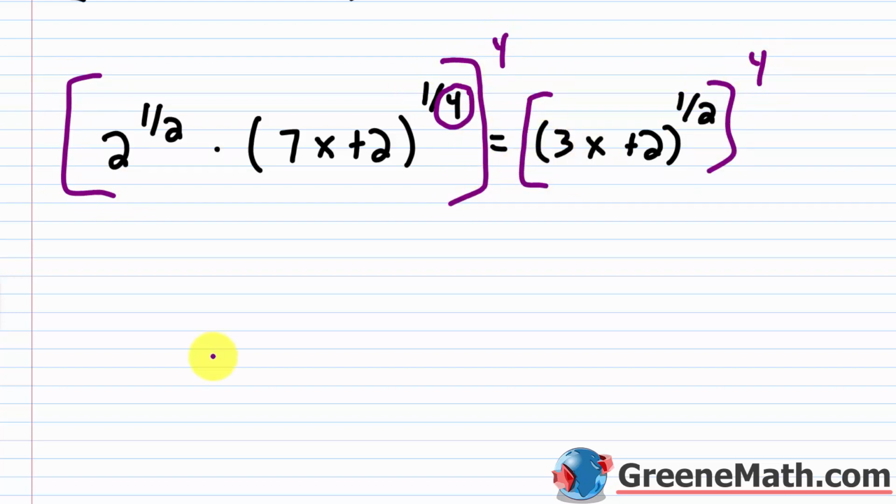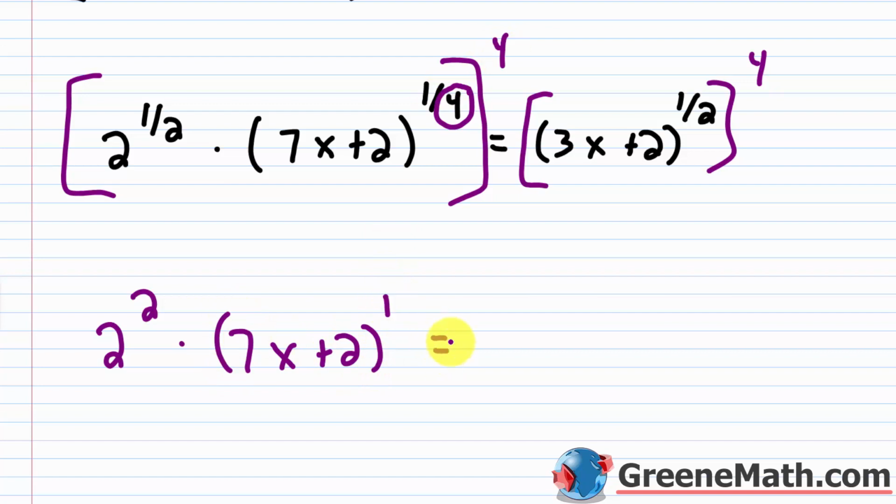So again, power to power rule, I would have 2 raised to the power of 1/2, which is raised to the 4th power. So 4 times 1/2 is 2. So this is 2 squared times, you've got the quantity 7x plus 2 raised to the 1/4 power raised to the 4th power. So the 7x plus 2 part stays the same. 1/4 times 4 is 1.